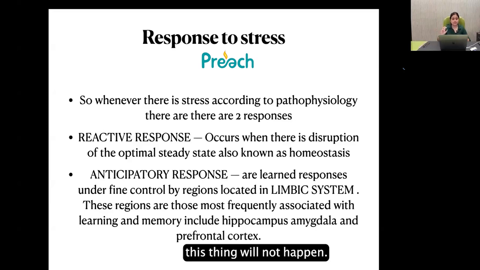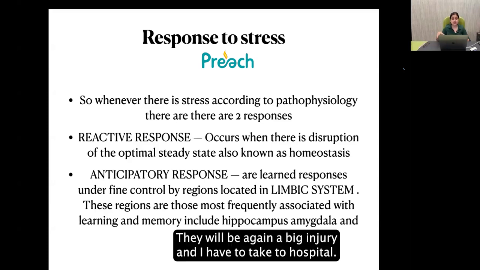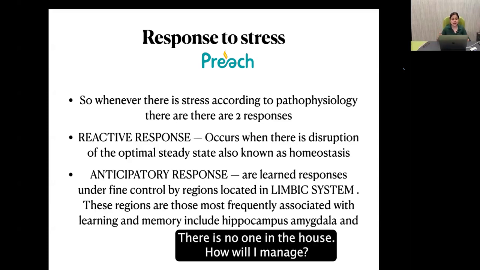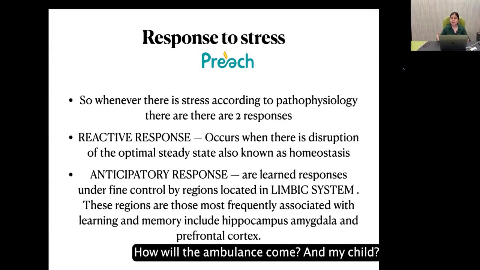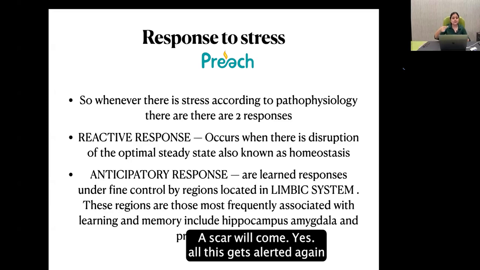This thing will not happen, will it? Will this thing happen? My child will again be injured. There will again be a big injury, and I have to take him to hospital. There is no one in the house. How will I manage? How will the ambulance come? And my child already has a scar on her face. Again a scar will come. All this gets alerted.